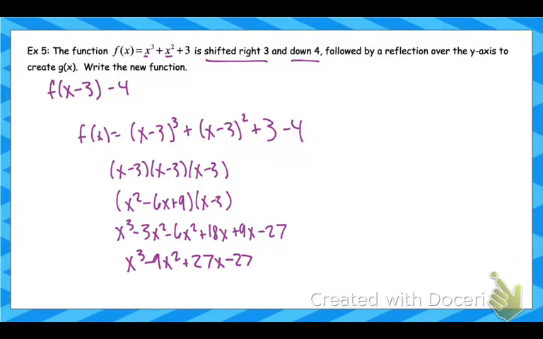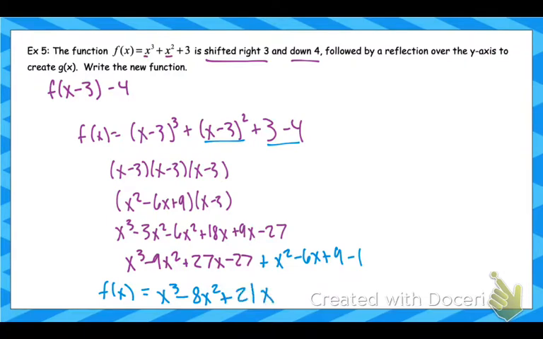All right, so then at this point, we'll go ahead and do x minus 3 squared. So it's plus x minus 3 squared, and then plus 3 minus 4 is just minus 1. So let's finally combine those like terms. And I end up with x cubed minus 8x squared plus 21x minus 19.